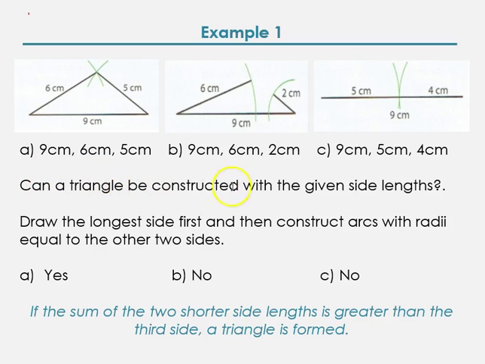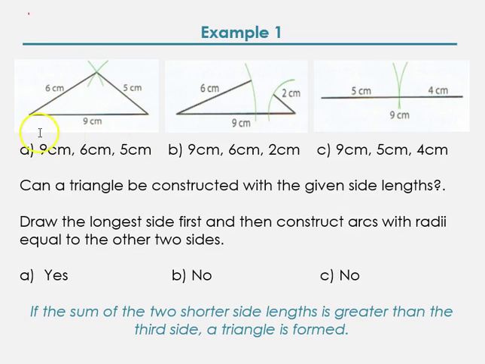Can a triangle be constructed with the given side lengths? So we're going to test some of these things out. And one of the best ways to do this is with constructions. It would really help if you would go ahead and make 3 drawings. With each drawing, make a segment that is 9 centimeters long. Always start with the longest side. Then using your compass, set the measures that are called out in each one of these examples and strike arcs.